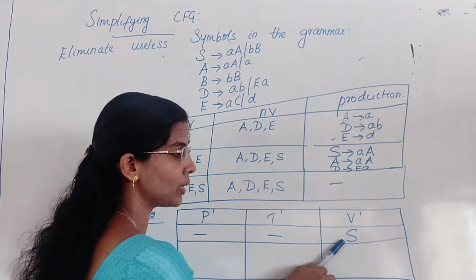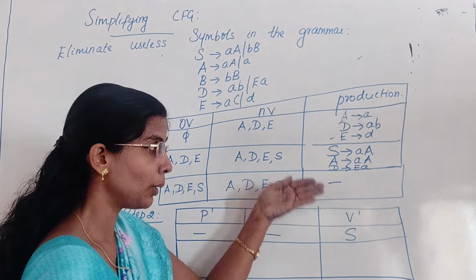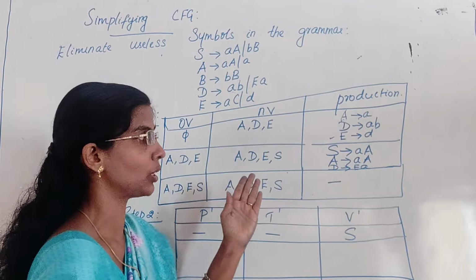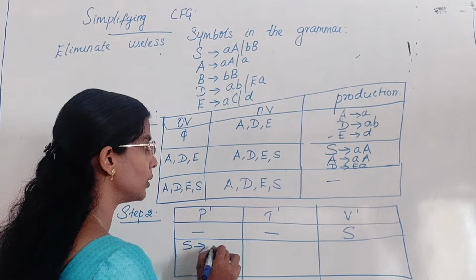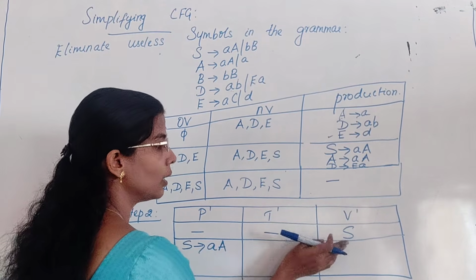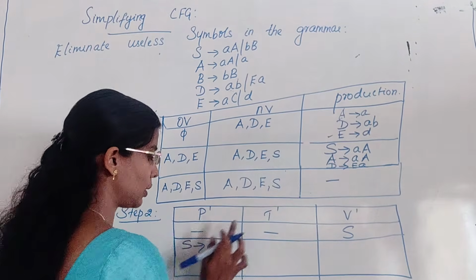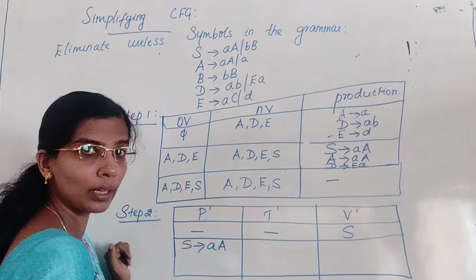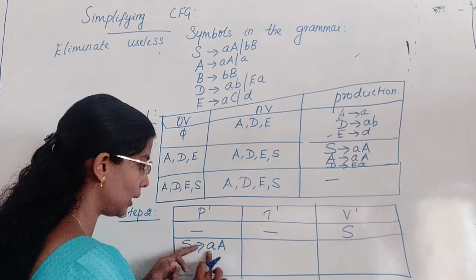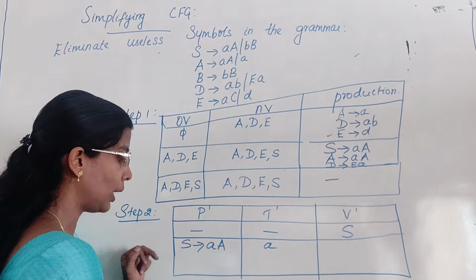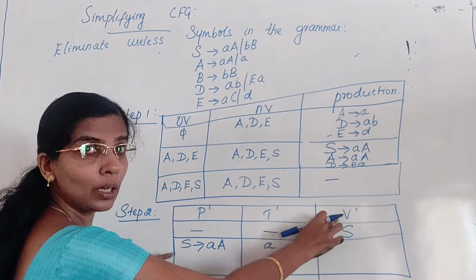Now I am starting with my start symbol. Start symbol is S, you know. See the previous step, that is step 1, and write your S production. What is my S production? S tends to A. So I got S tends to A. Now check this production and write your terminal. What are the terminals here? I have only a.